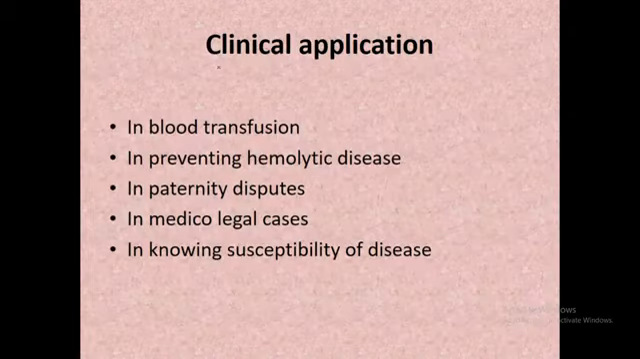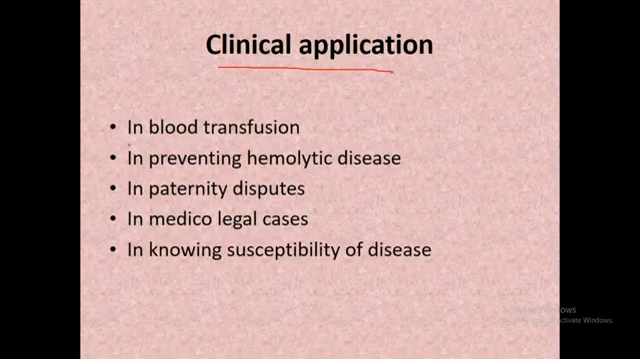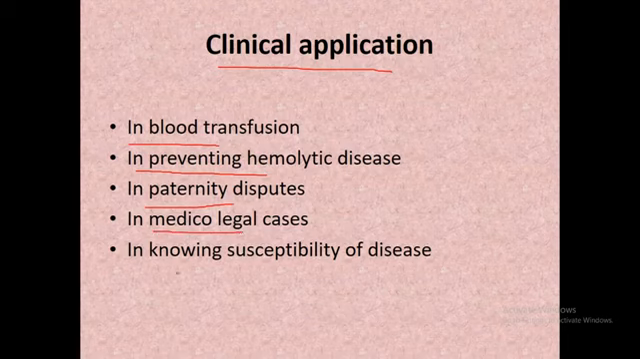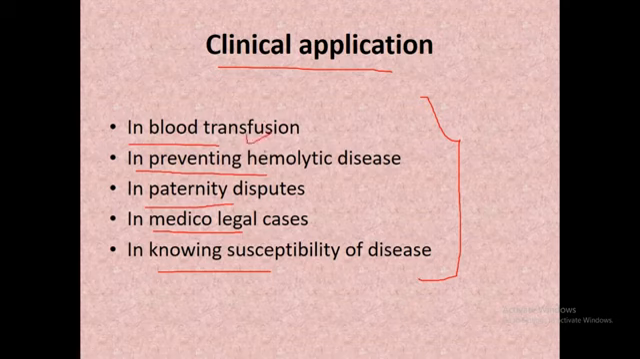Clinical applications of blood grouping: in blood transfusion, in preventing hemolytic disease, in paternity disputes, in medico-legal cases, in knowing susceptibility to various diseases. So those are the clinical applications of blood grouping, which are widely used nowadays in clinical practice. First one is blood transfusion, second is preventing hemolytic disease, third is paternity disputes, fourth is solving some medico-legal cases, and the last one is knowing susceptibility to various diseases.